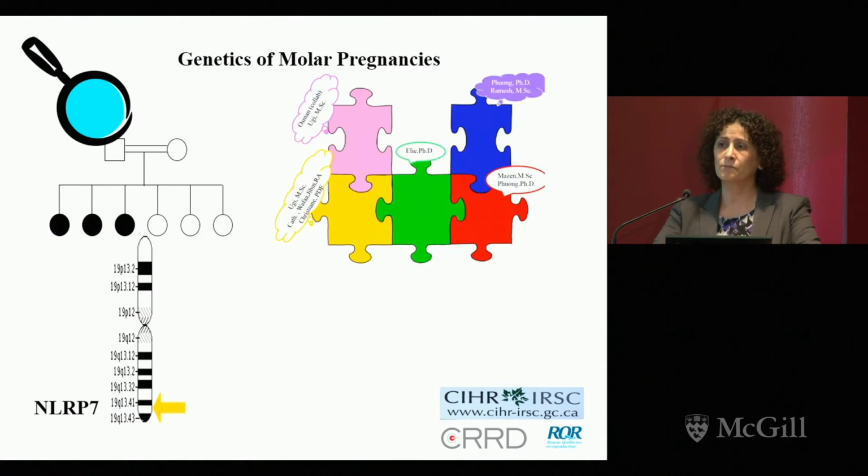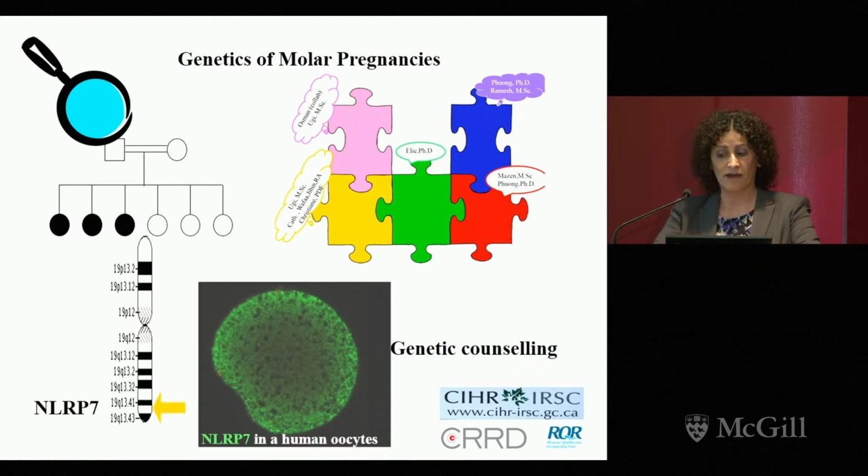The next step was to understand the mechanism of this disease, which is like building a puzzle, basically, whose pieces have to be added one by one. Now, we don't know everything about this disease, but we do know many things. An important fact is that the NLRP7 protein is part of the oocyte cytoskeleton. These women who have recurrent moles are tested for this gene, and those with mutations are advised to receive ovum donation.